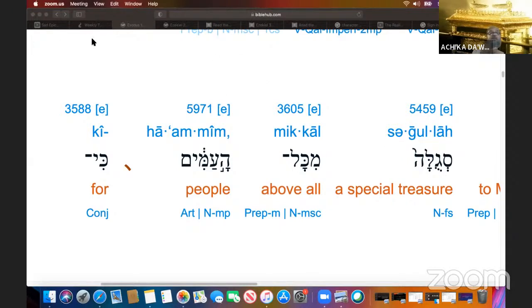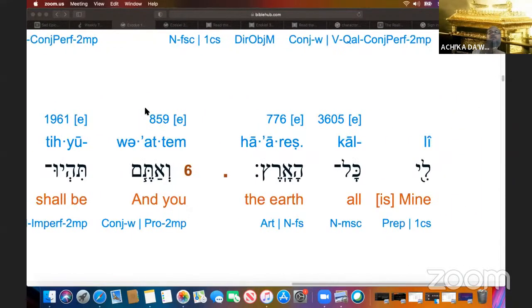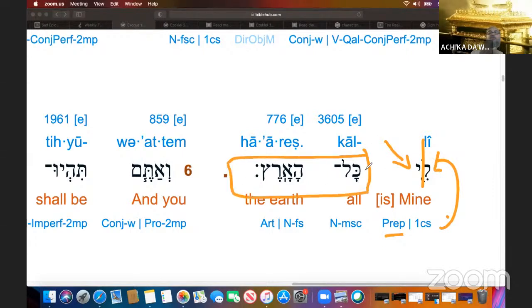Okay? For ki. They imply the is because they have to in order for it to make sense to us. Li, preposition, me, all the earth. And not only to me, but for me is all the earth. It's not only to me, it's for me. All the earth. Feminine singular. All of it. Why kol?